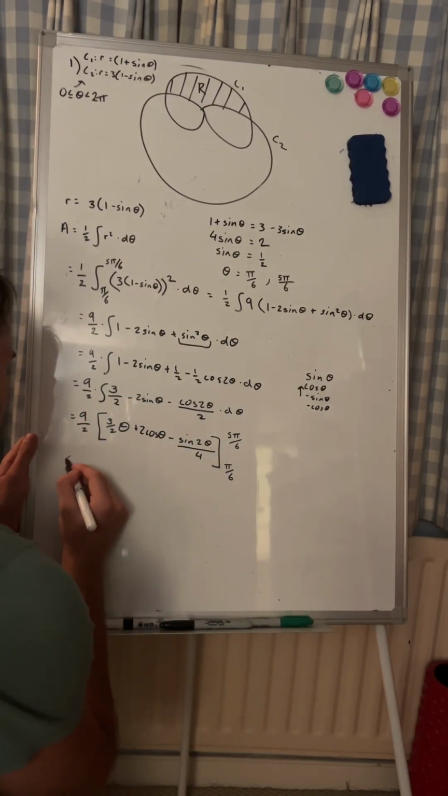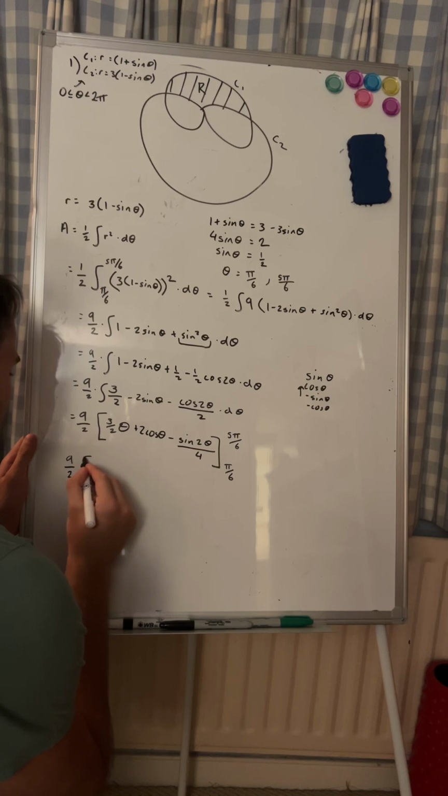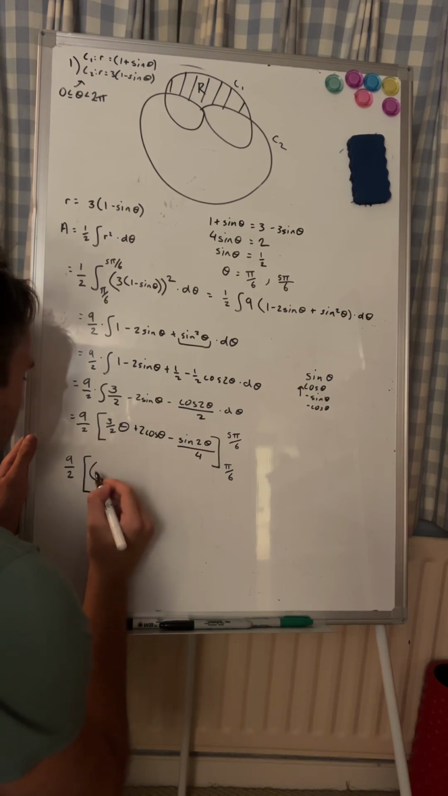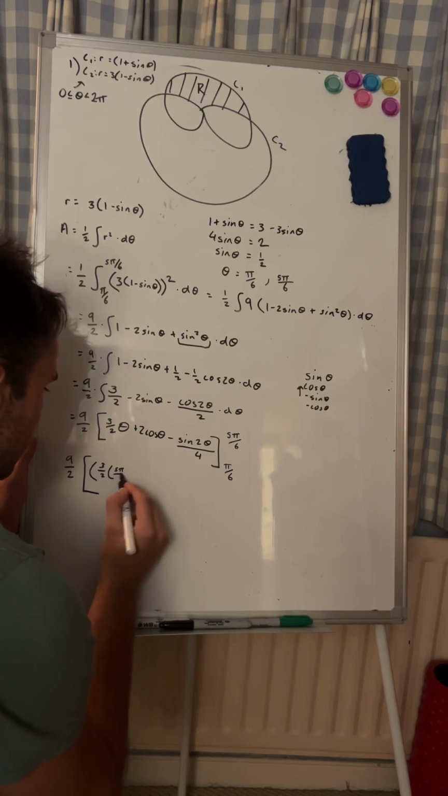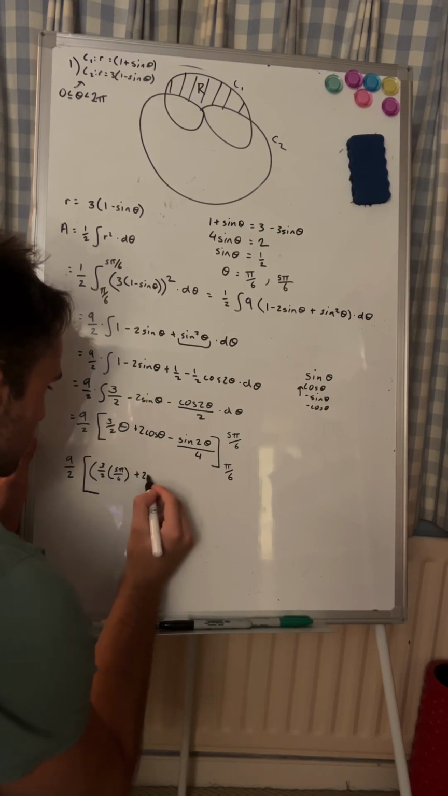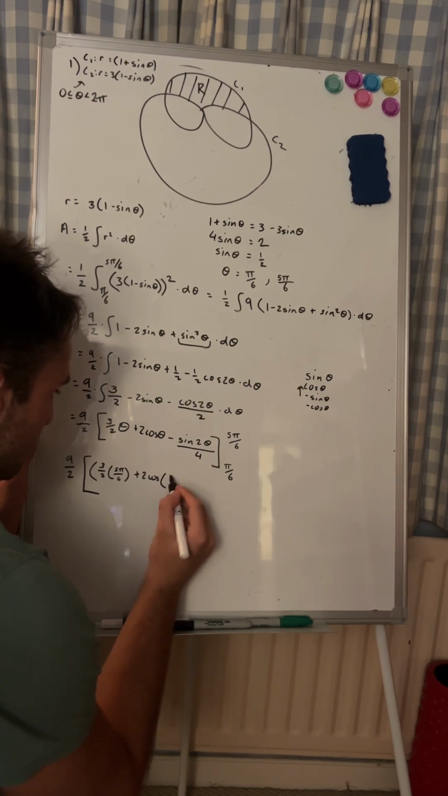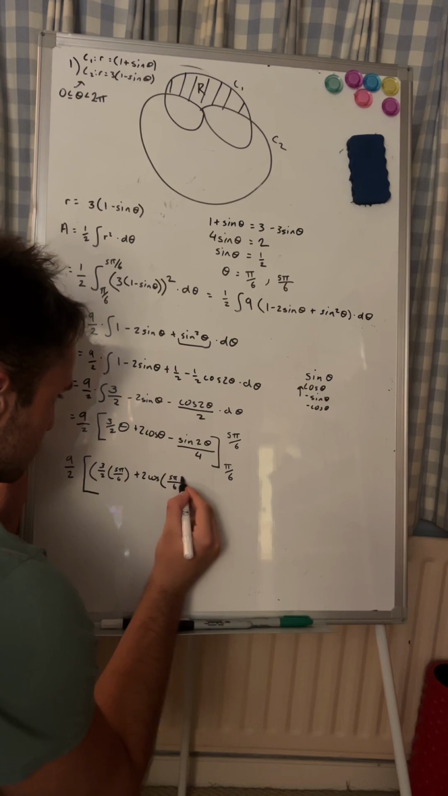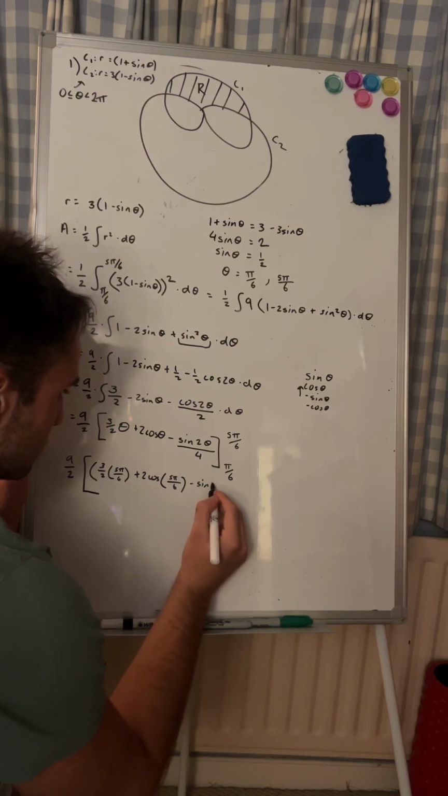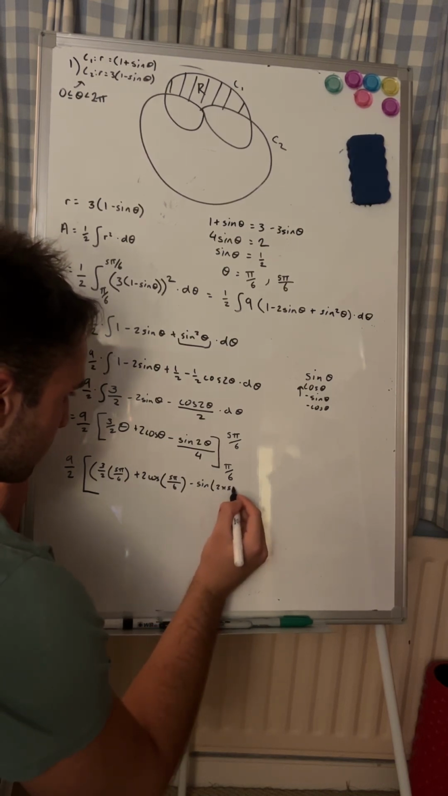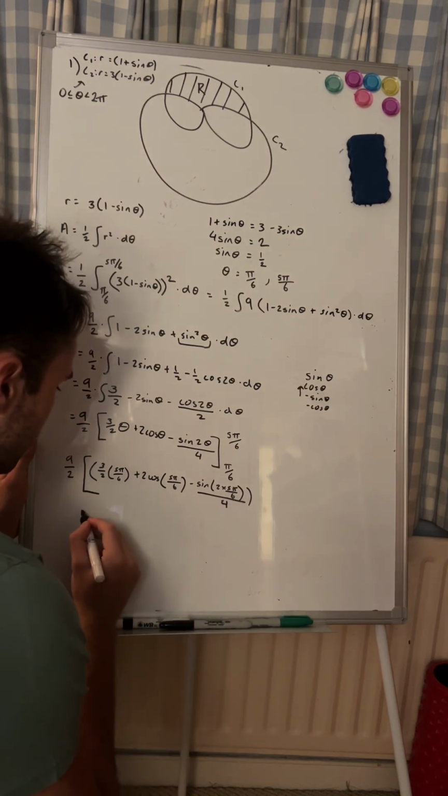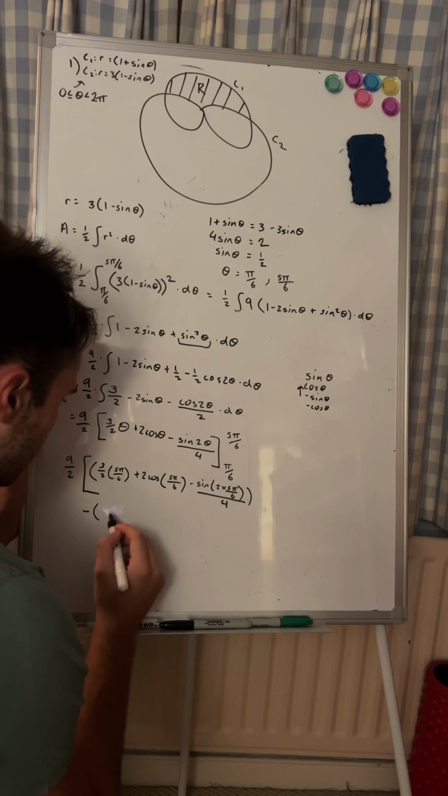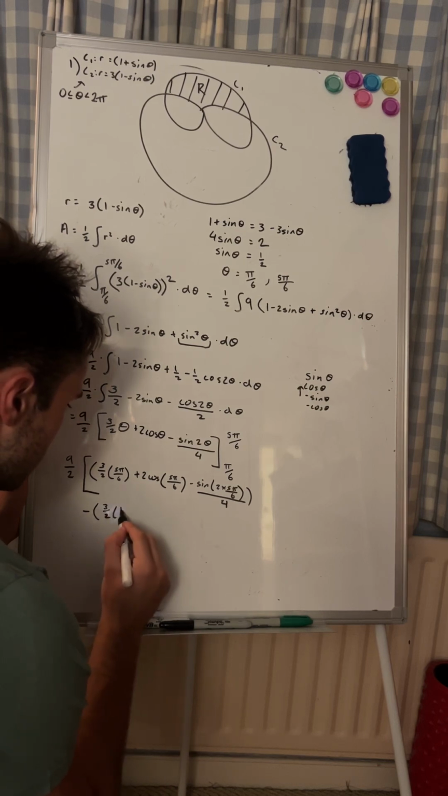So 9 over 2 goes to big brackets, little brackets, 3 over 2 times 5 pi over 6, plus 2 cos 5 pi over 6, minus sine of 2 times 5 pi over 6 over 4. And then we're going to minus under it, so we run out of space, big brackets, 3 over 2 pi over 6.